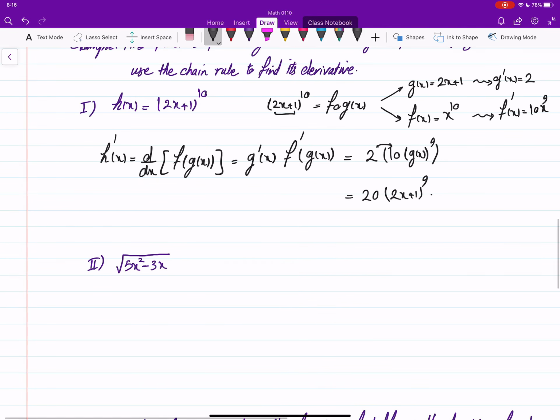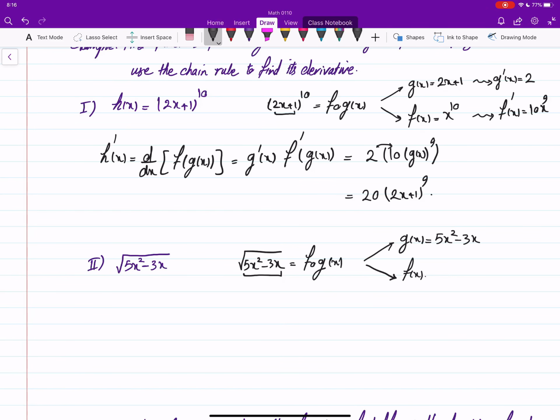How about this other one here? Well, root of 5x squared minus 3x. This is f of g. First, what we do here is find 5x squared minus 3x. So this is g, 5x squared minus 3x. And then the outer one is root of x. And that's what we have here.